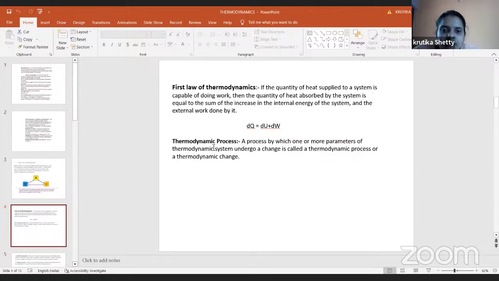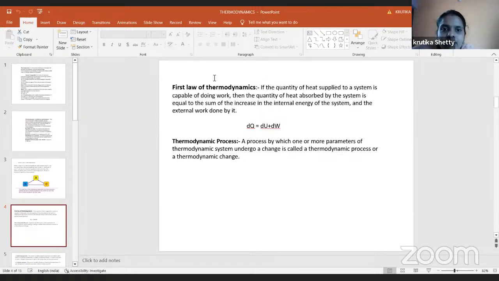Then what do we mean by a thermodynamic process? It is a process in which one or more parameters of a thermodynamic system undergo a change. What are the thermodynamic parameters? Pressure, volume, temperature, or internal energy. These are all parameters here. If any one of these changes, then it is called a thermodynamic process or a thermodynamic change. Yes. Then next one.